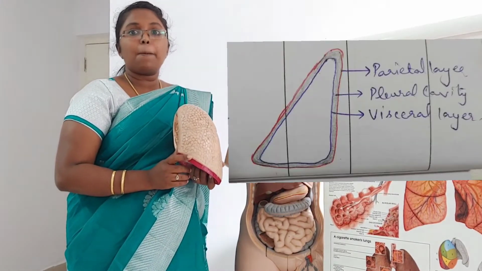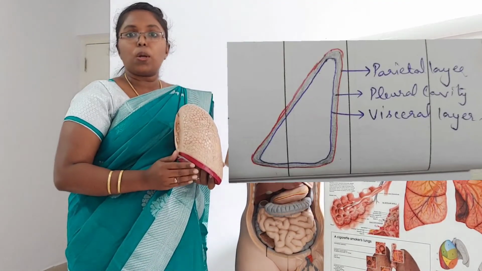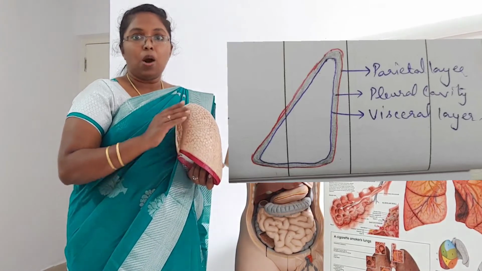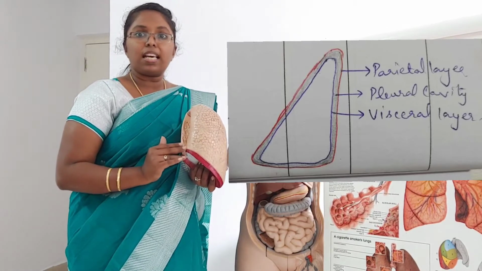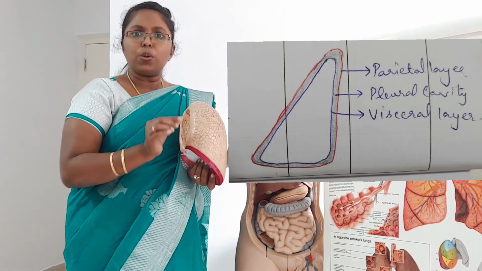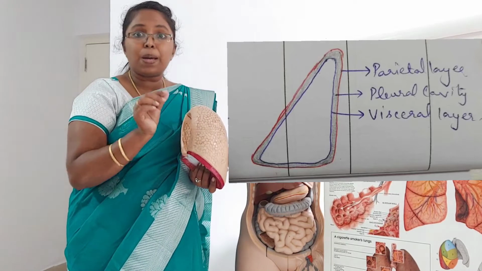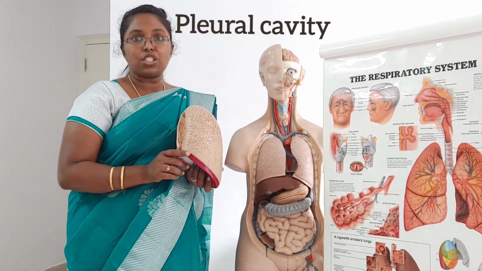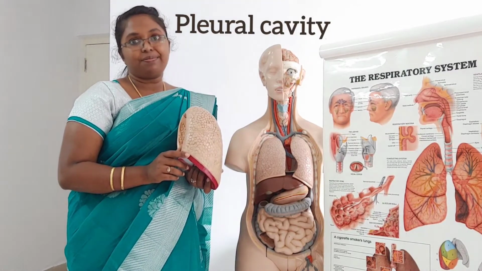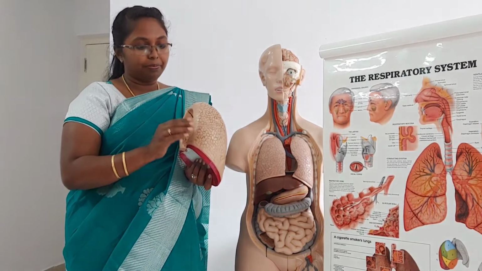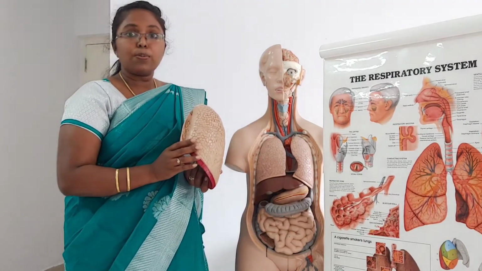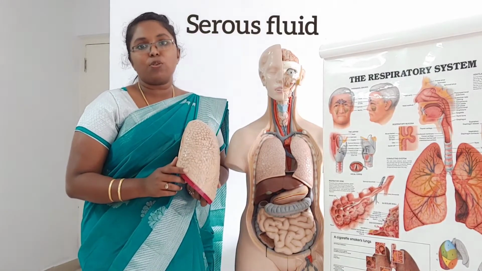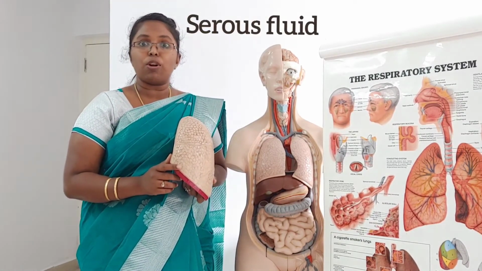The outermost layer is known as the parietal layer. The innermost layer is known as the visceral layer. In between the two layers, there is a cavity or a space. This cavity is known as the pleural cavity. This cavity contains a fluid known as serous fluid.